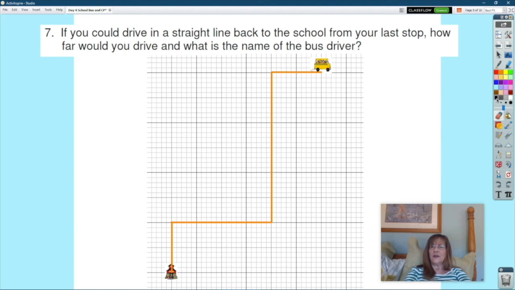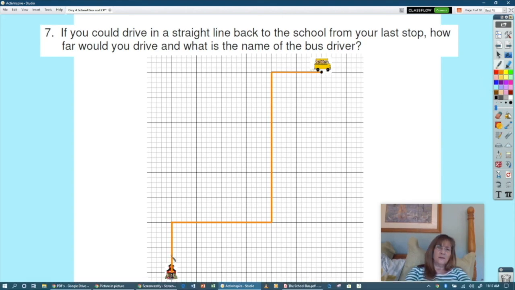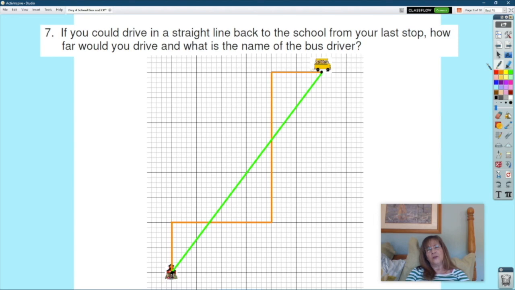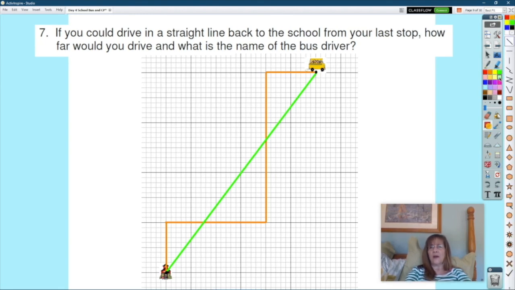So driving straight back means we would go from this point right here to this point right here. So we're going to go ahead and draw a line from those 2 points. What do you think you could use to help you find that distance? If you said the Pythagorean theorem, you are correct. The other thing that you could use is the distance formula, which is connected with that. We're going to go ahead and use the Pythagorean theorem. So I'm going to draw a triangle to help me.